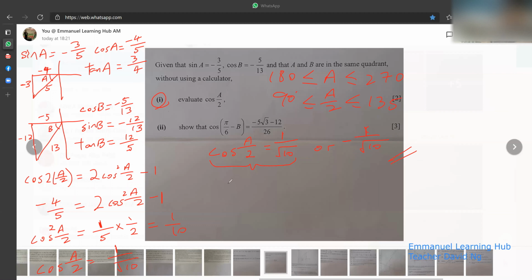Understand? You understand? A over 2 is in the second quadrant using this logic. Clear for part 1? Yeah. Part 2, no need for explanation, right? Part 2, you're okay, right? Yeah. Okay. Then part 2, I will not go through it.